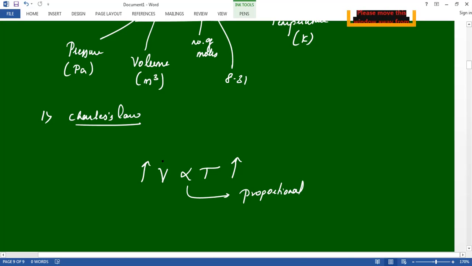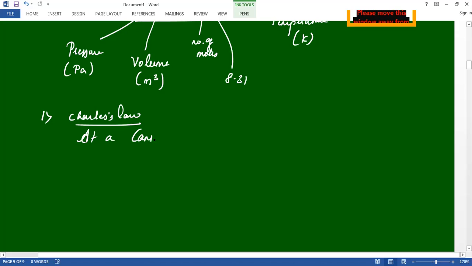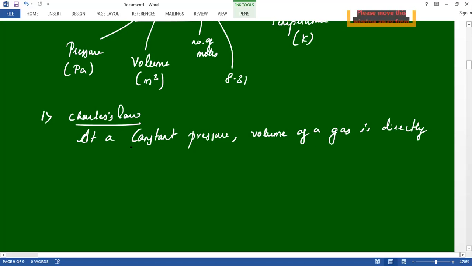So let us write the definition of this. At a constant pressure, the volume of a gas is directly proportional to temperature. So this is the definition of Charles law.